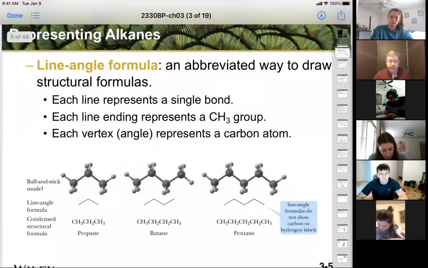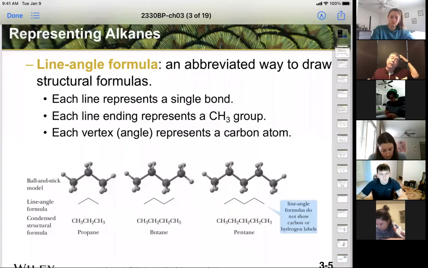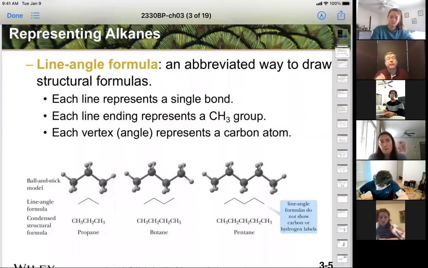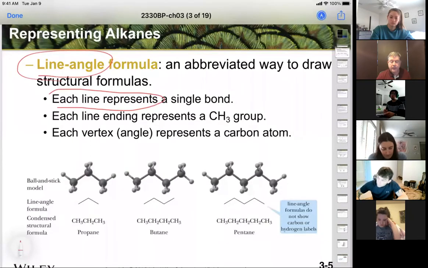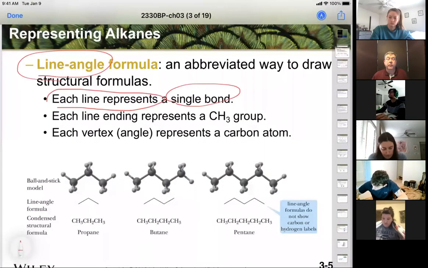Okay, so chemists are lazy, so we've come up with a quick way to abbreviate this by drawing our formulas. We call this the line formula. Some people call it the zigzag. But it basically represents compounds without having to draw out all the carbons and hydrogens. Okay. So when we talk about these line angle formulas, each line represents a bond. So if you have one line, it's a single bond. If you have two lines, it's a double bond. If you have three lines, it's a triple bond.